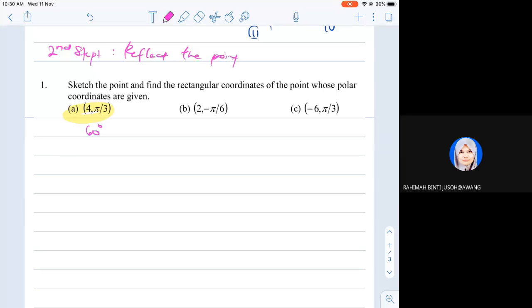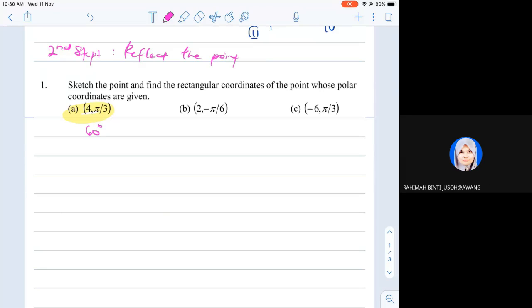Okay, now for the second question, you have negative pi over 6. Where is the location of negative pi over 6? If you have negative, third quadrant. Sorry, which quadrant? Third quadrant. Third quadrant, are you sure? Negative pi over 6? Belum reflect dia first quadrant. Reflect dia. Question B. Okay, guys. Okay, nice try. Nice, good.